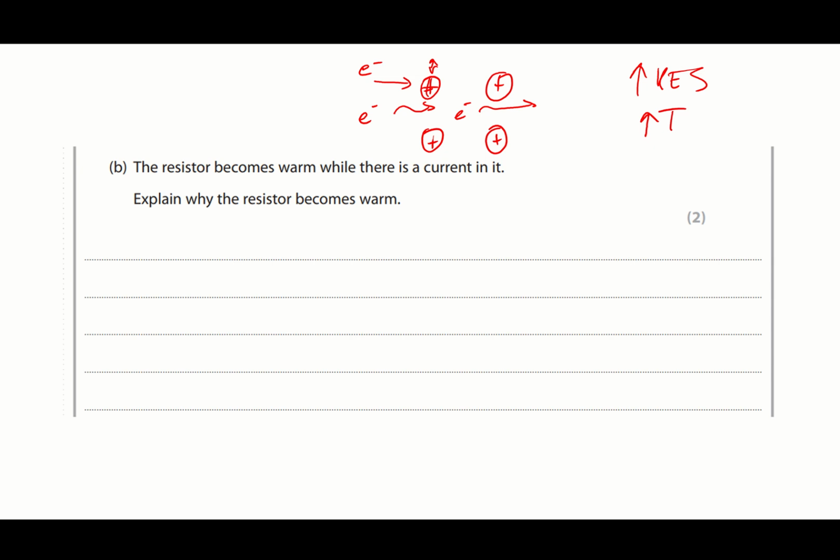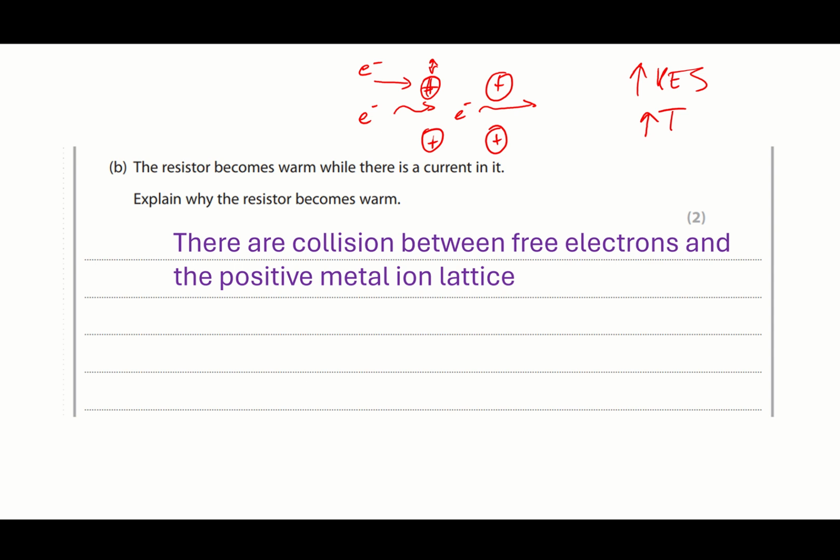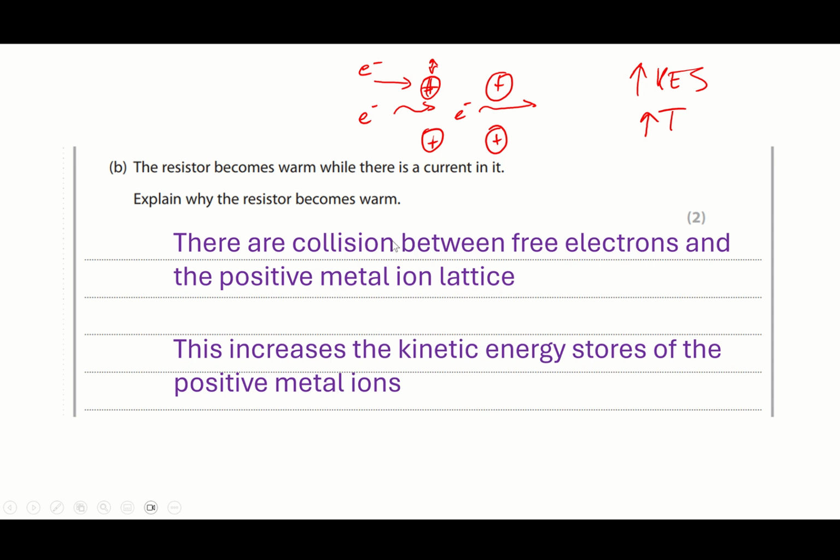That's the basic idea. So why is it that resistors become warm? Because they have resistance. Electrons bump into whatever atoms or positive ions are in the way, and this increases the kinetic energy, which increases the temperature. So here's your model answer. There are collisions between free electrons and the positive metal ion lattice. I can't word that any better than that, apart from maybe put an S in there for collisions. And the next bit is, this increases the kinetic energy stores of the positive metal ions.